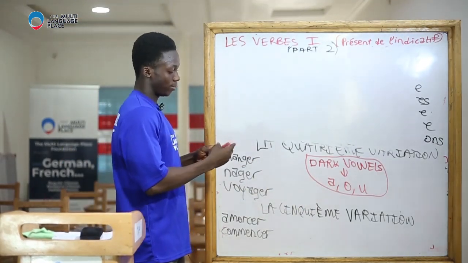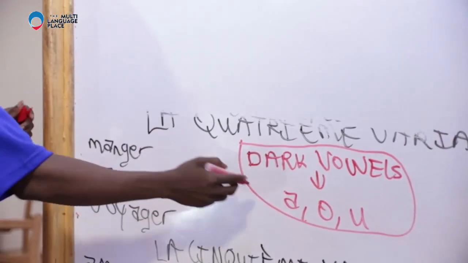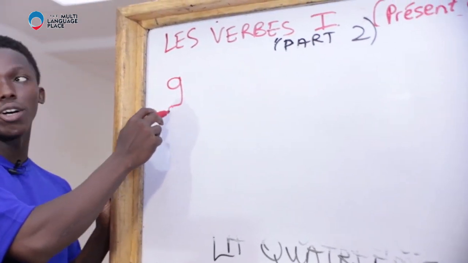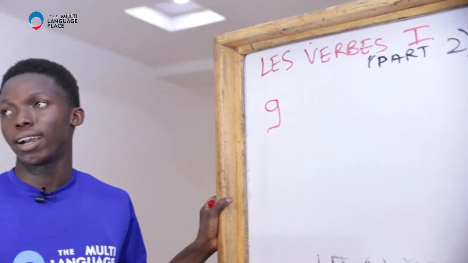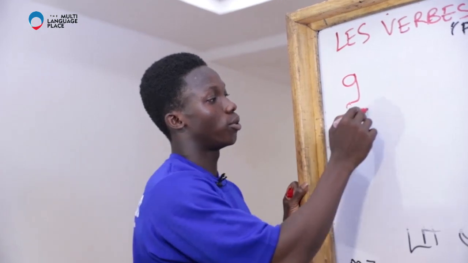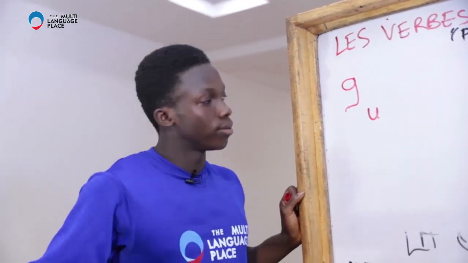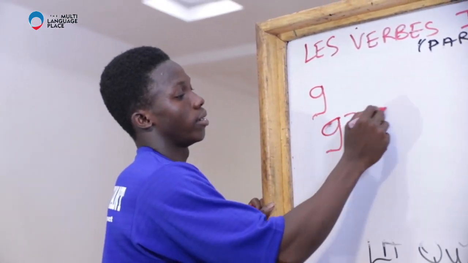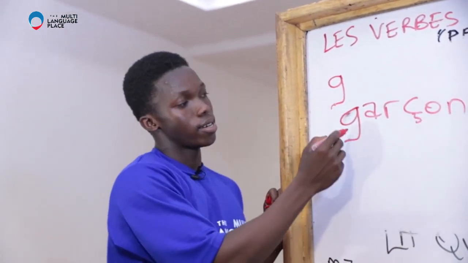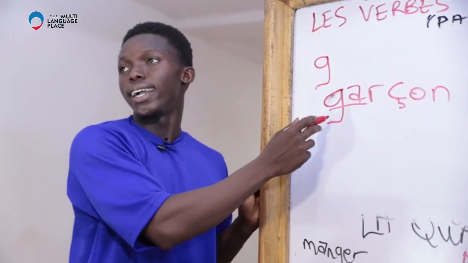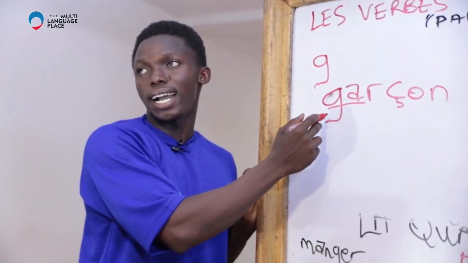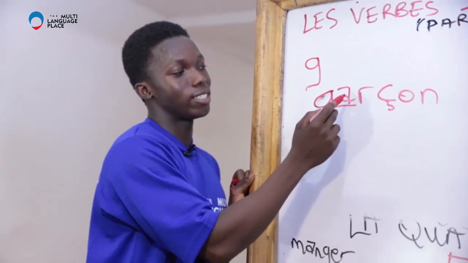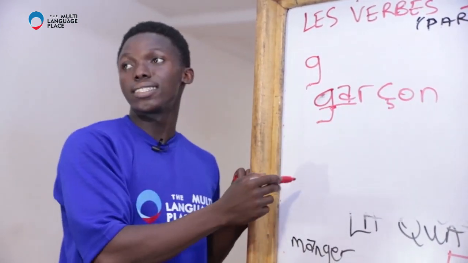Whenever you find a dark vowel in French after the letter G, it is pronounced as G. For example, this is pronounced as garçon. Why? Because A is a dark vowel and it makes us pronounce this G as G.